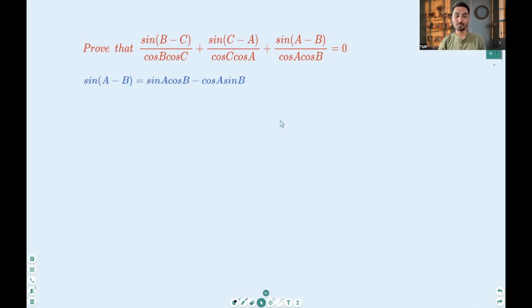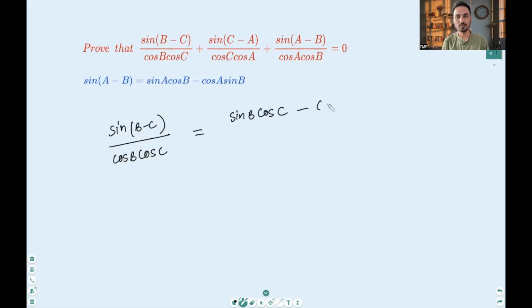We know that sine(a minus b) is equal to sine a cos b minus cos a sine b. Let's break down the left-hand side into three different terms. Starting with the first term, sine(b minus c) over cos b cos c. If we apply the sine(a minus b) formula in the numerator, we will get (sine b cos c minus cos b sine c) whole divided by cos b cos c.